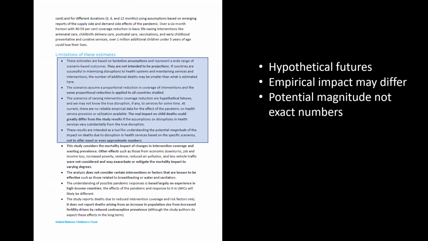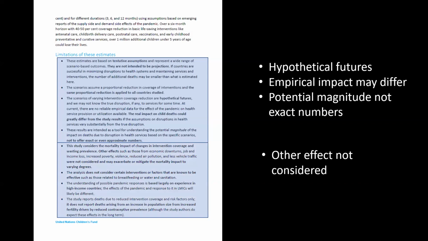Now to point out some of the limitations of these estimates, some cautions as we go forward. Many of these Tim already touched on, so I won't belabor them, but these are hypothetical future scenarios based on the assumptions these authors have made, so they're really not intended to be projections or estimates per se. It's important to point out that the empirical impact on mortality may be quite different. If countries are successful in minimizing the disruptions to health systems and maintain those services and interventions, the number of additional deaths may be much smaller than what is estimated in that paper.